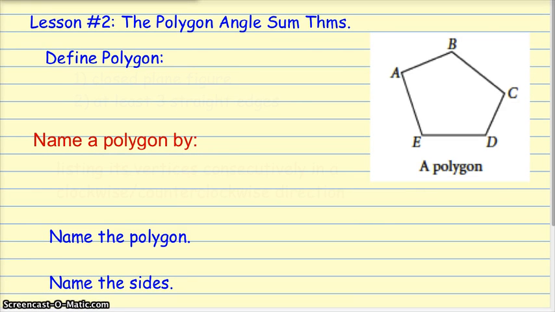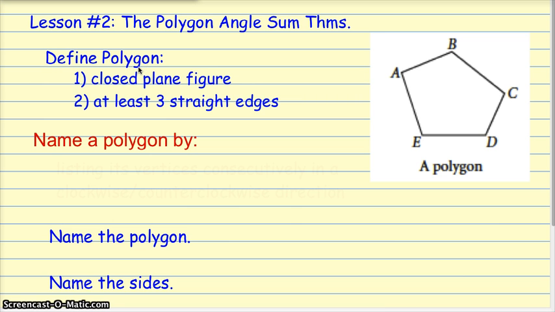Today's recording will go over Unit 4, Lesson 2, which is page 5 of the note packet. Today's lesson deals with the polygon angle sum theorem. The definition of a polygon is a closed plane figure, and it has at least 3 straight edges. So to the right, 1, 2, 3, 4, 5, is an example of a polygon that has 5 sides.